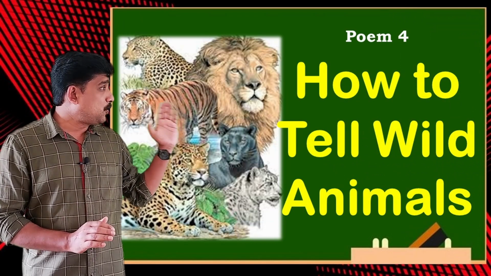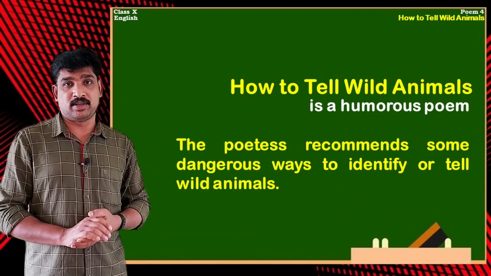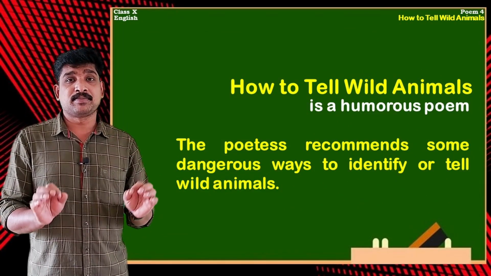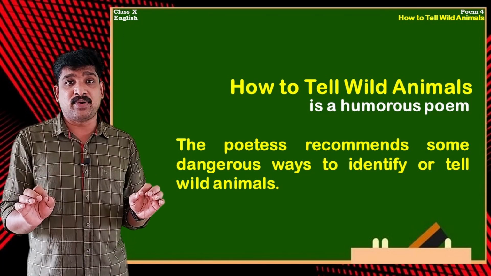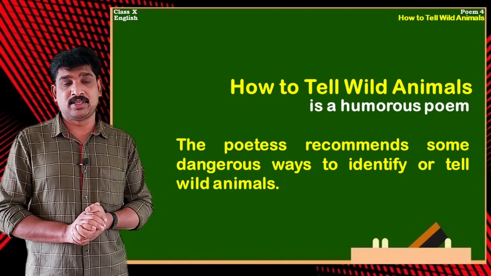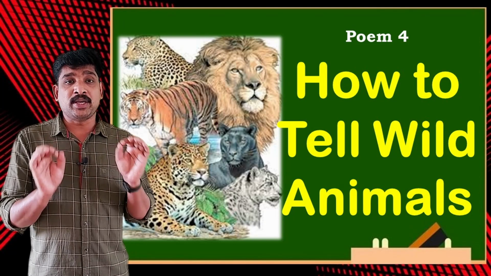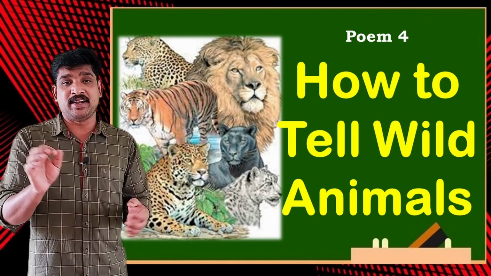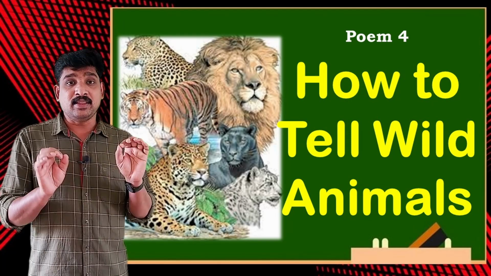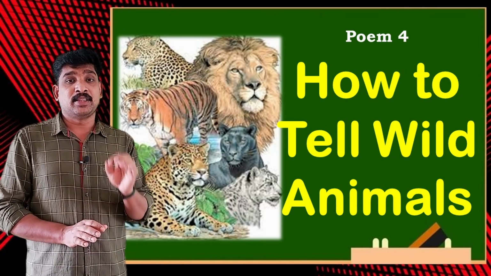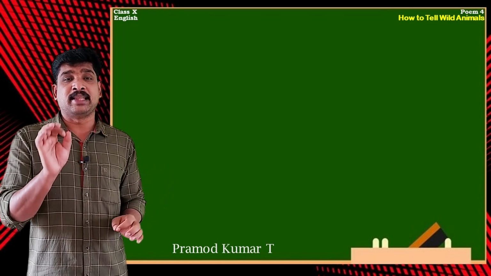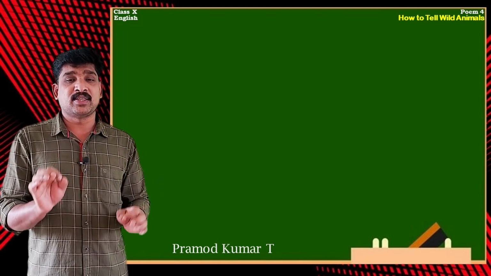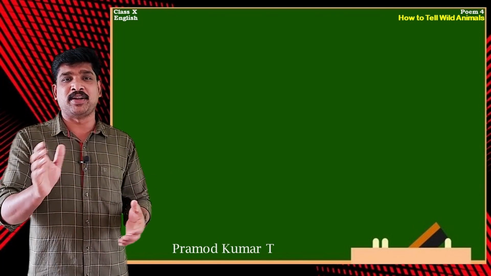This poem, How to Tell Wild Animals, is a humorous one, and the poetess recommends some dangerous ways to identify or tell wild animals. The poetess describes how easy or difficult it is to identify wild animals. In this poem, the poetess has explained the characteristics of various wild animals in a very funny way.